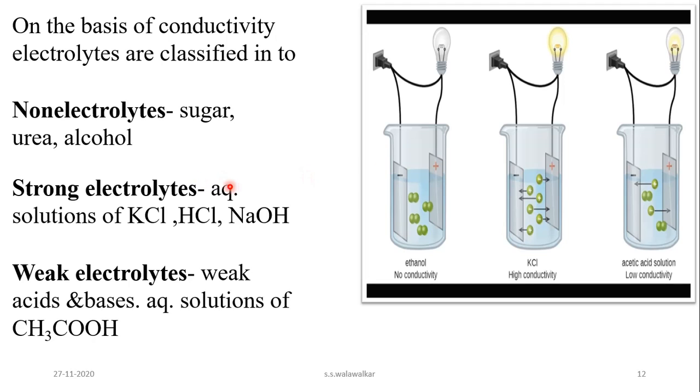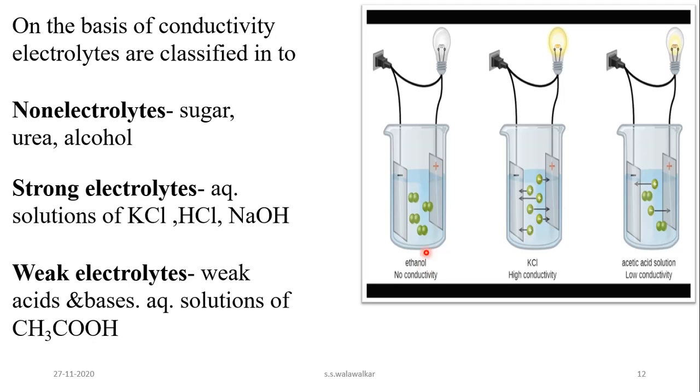So examples of non-electrolytes are sugar, urea, alcohol. Strong electrolytes, you know, are NaCl, KCl, HCl, NaOH. These are examples of strong electrolytes. And weak electrolytes means acetic acid, NH4OH. The solutions of these substances are examples of weak electrolytes. On the basis of conductivity, these are classified into these three types.